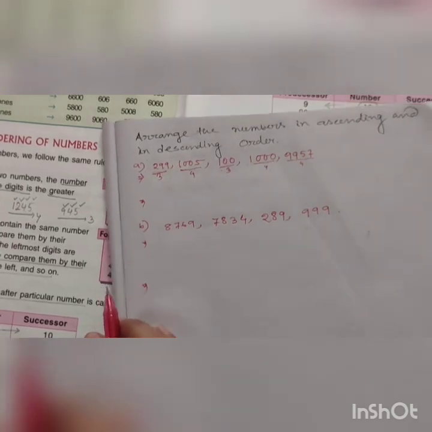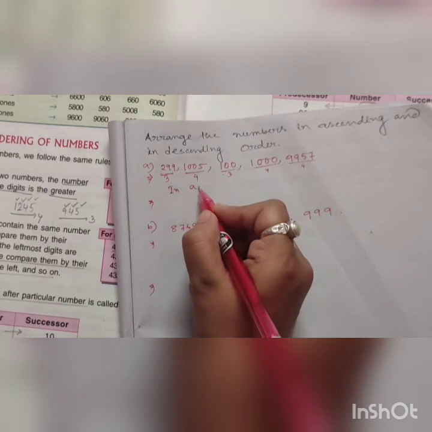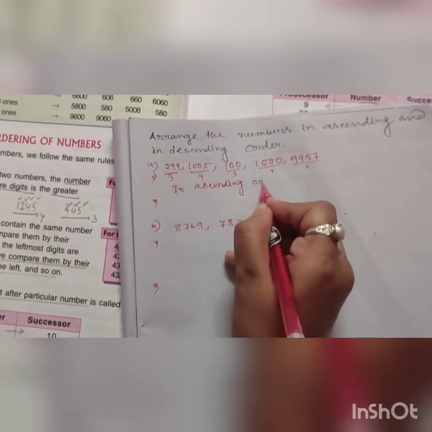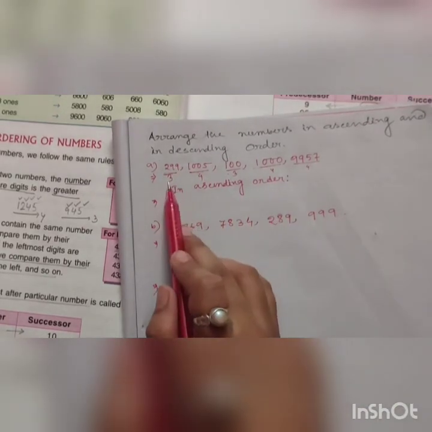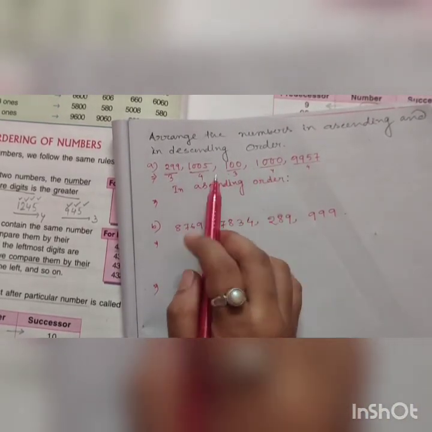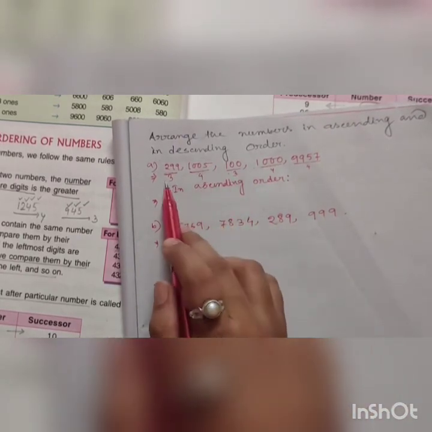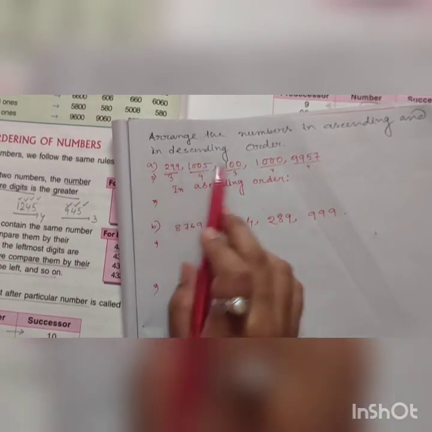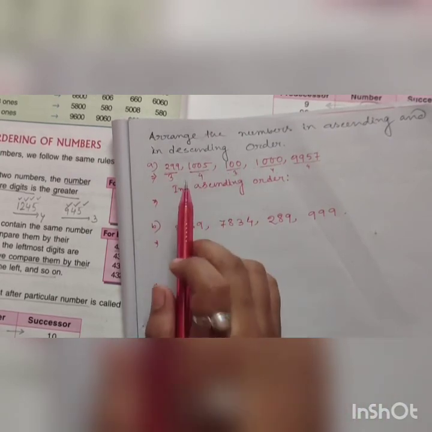So in ascending order, first we will arrange these numbers in ascending order. Ascending means from smaller to bigger. So a 3-digit number is always smaller than a 4-digit number. So first কোন নাম্বারগুলো বসবে? 3-digit নাম্বারগুলো বসবে। সো 3-digit নাম্বার আবার এখানে দুটো আছে। So now first of all we will compare these two numbers. Both of these two numbers have 3 digits.